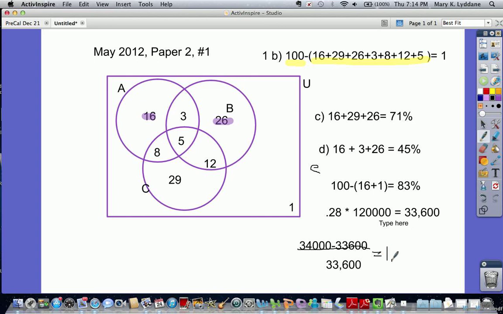So we've got 1.19, and it's really 1.19047, but again, you want to round that number to 3 significant digits. So we've got 1.19%. So remember, I multiplied that by 100 to get to the percentage. Okay, that's the end of problem 1.